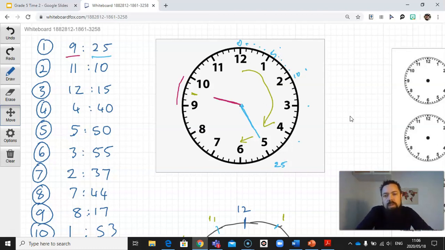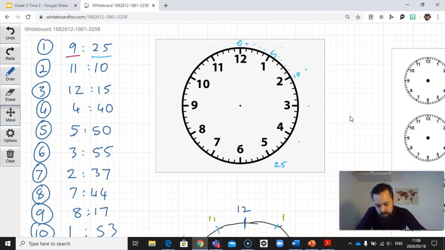And what your teachers will do is they will allow you some level of error. Of course, if you've got it pointing in completely the wrong place, they won't give you the mark. But if you're roughly in the right place, they're probably going to give you the mark. Okay, so that's the first one. Let's look at the second one. So again, I'm going to start with my minutes. My minutes are pointing to 10, 5, 10.